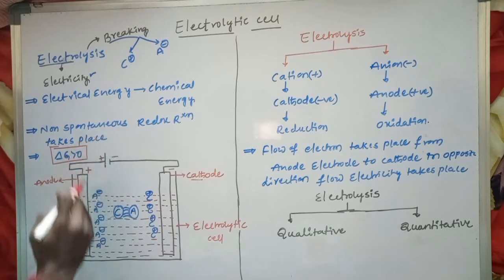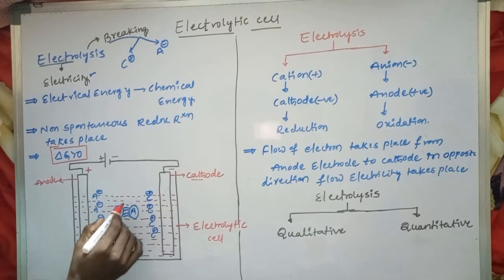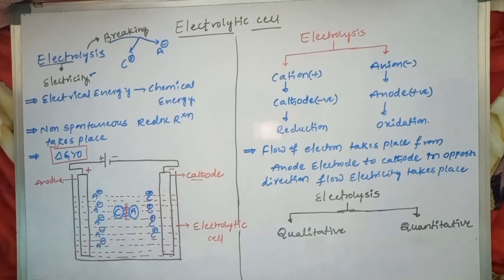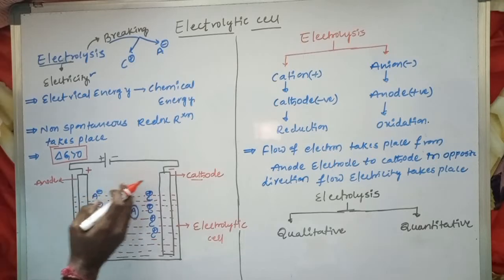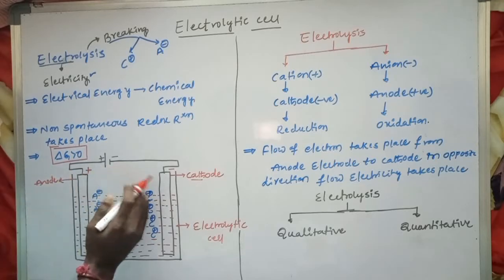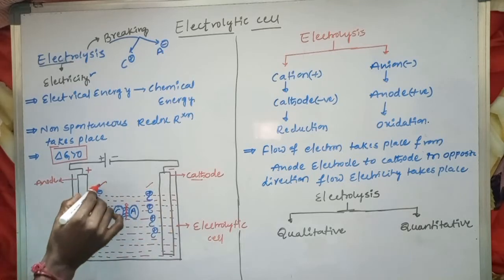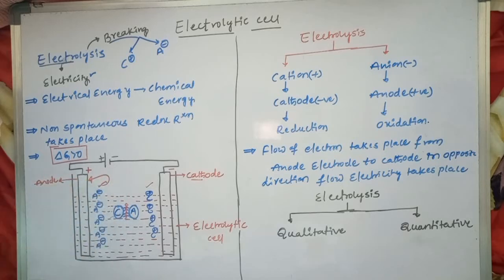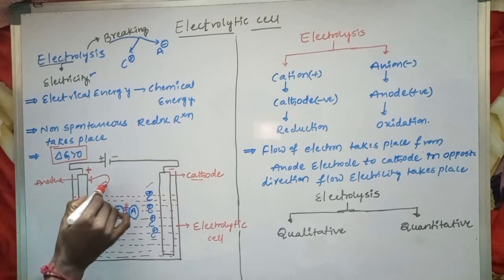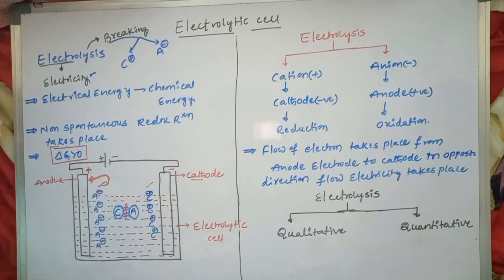When we pass electricity through the electrolytic solution, the electrolyte undergoes decomposition and produces ions: one is the cation and the other is the anion. The cation has positive charge and the anion has negative charge. The anion migrates towards the anode side. Why? Because the anion has negative charge and the anode has positive charge. So the anions migrate towards the anode.